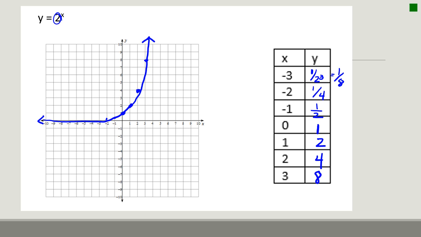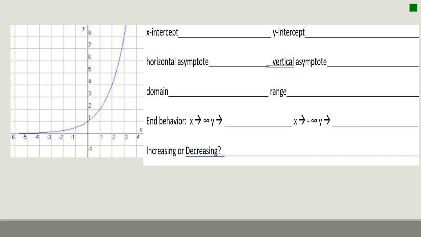If your base is a fraction, it's going to be decay. So here's this graph again. Our x-intercept, there is none. Our y-intercept is (0, 1). Horizontal asymptote is going to be the x-axis, or y equals 0. There is no vertical.